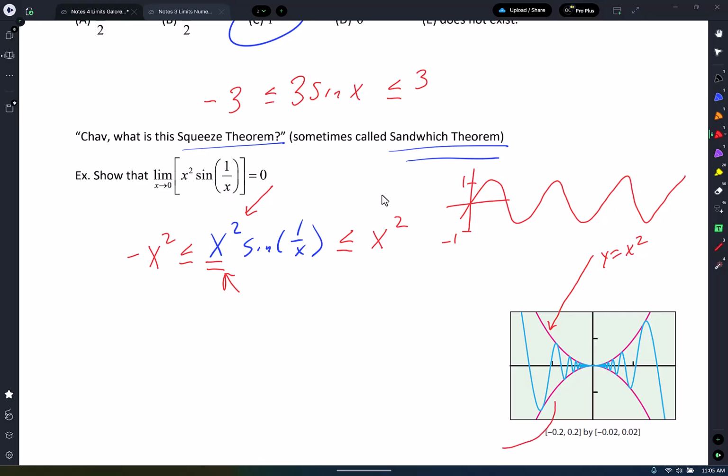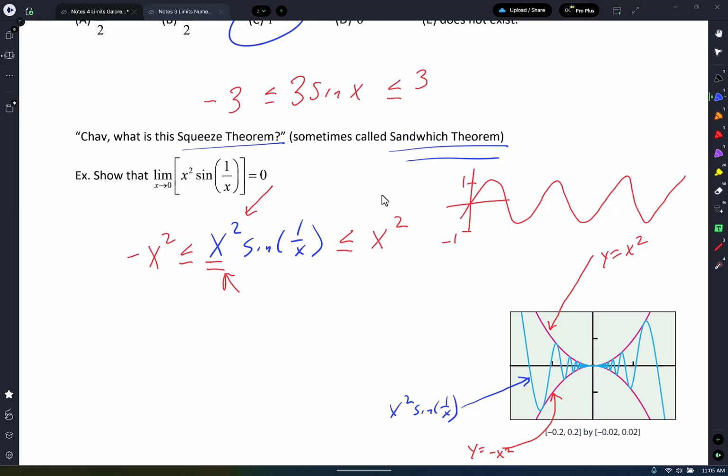You see this curve down here that's opening up downward? That's y equals negative x squared. Do you see this curve that's going up and down, up and down, up and down? That one is x squared sine 1 over x. Do you guys notice that x squared sine of 1 over x is sandwiched in between x squared and negative x squared? Yes. Okay. So what is this limit approaching?